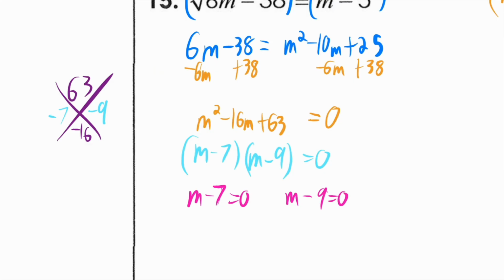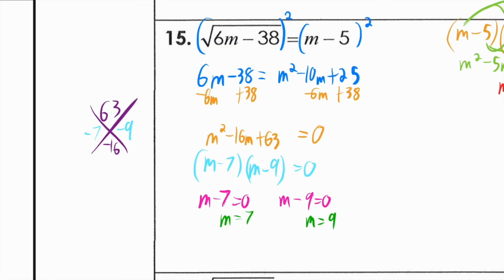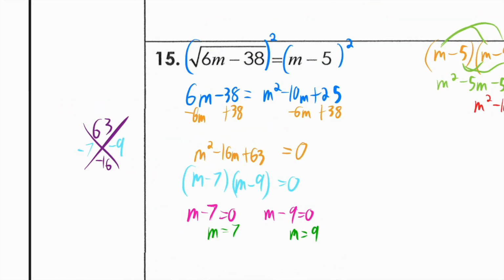And then solve, so you get 7 and 9. But since there's a variable outside the radical, we do need to verify that we will not be causing a negative underneath the radical or the radical equaling a negative number, by plugging m in as 7 and then as 9 as well.